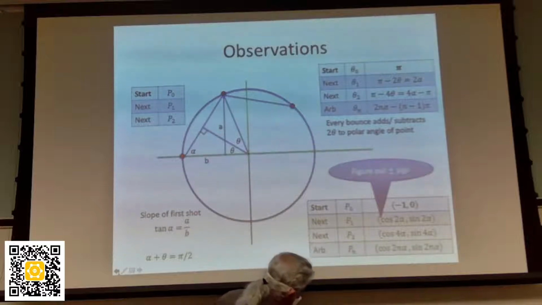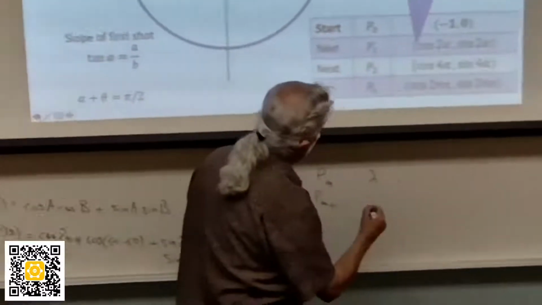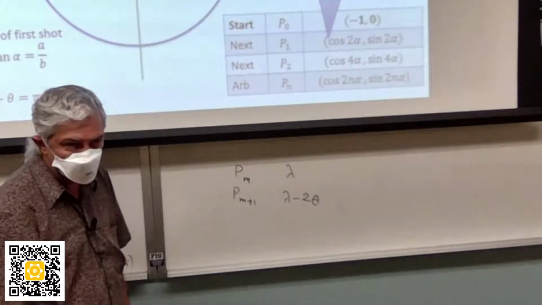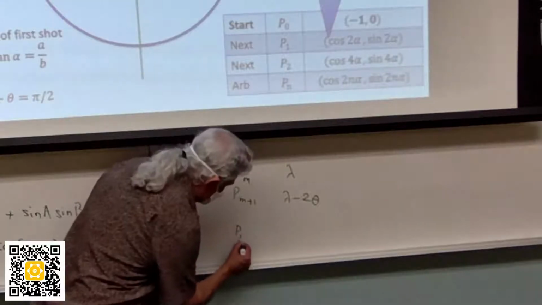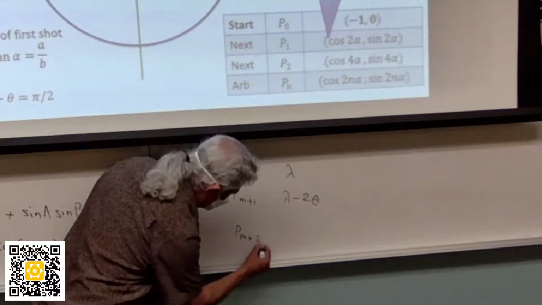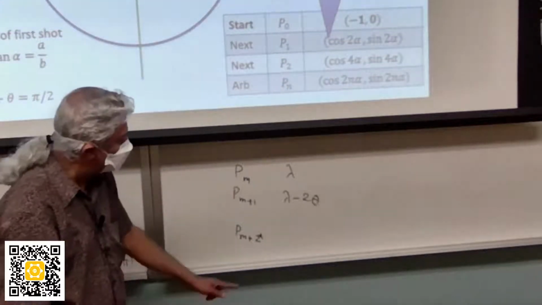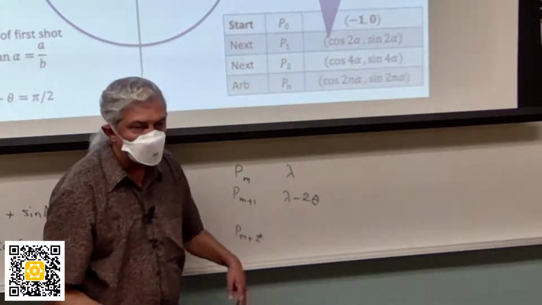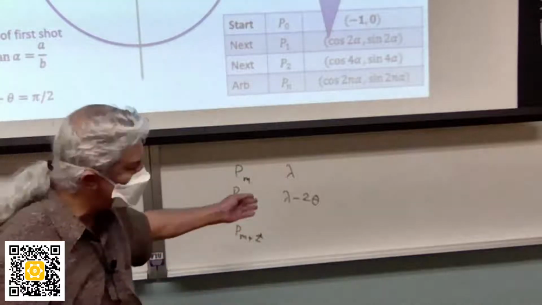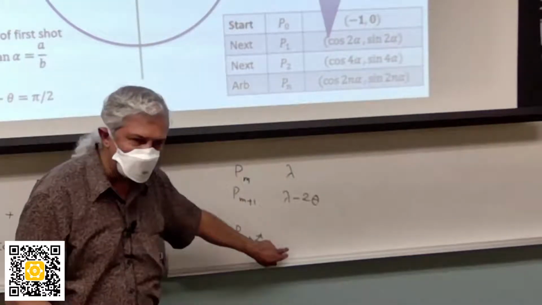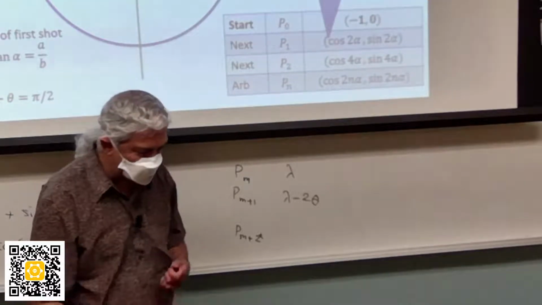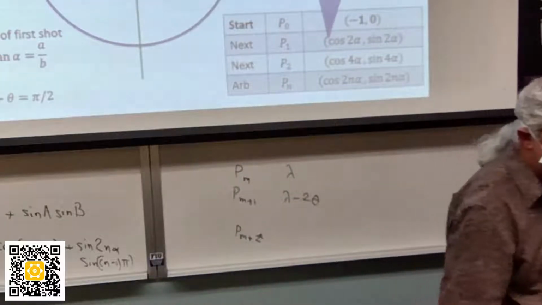What this tells you is that p of m plus 1 is very well defined. In fact, it's going to be lambda minus 2 theta. P of m plus n, where n is some power of 2, let's say 2 to the k, this also is very well defined. So if I'm adding 2 different powers of 2, all I have to do is start from that point and then add that up, that's all. Now, I know I'm still not being clear enough.